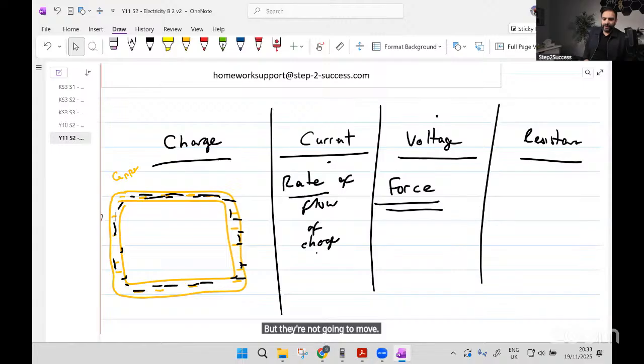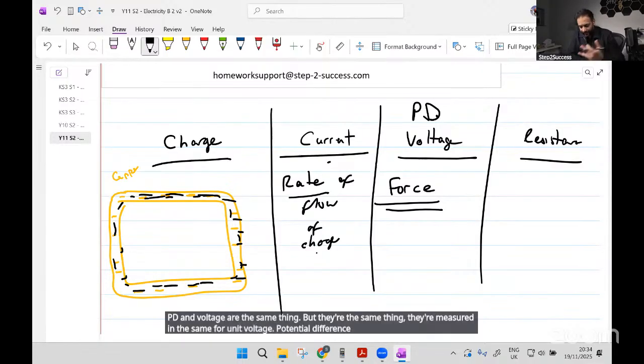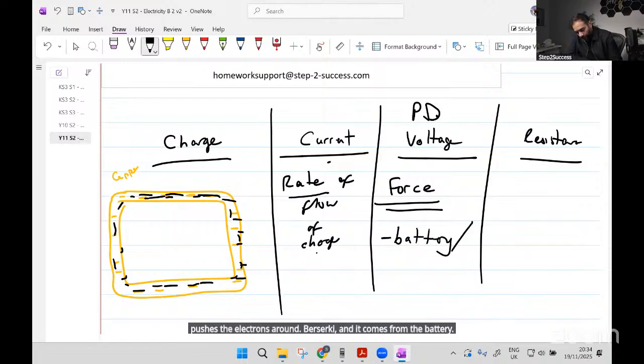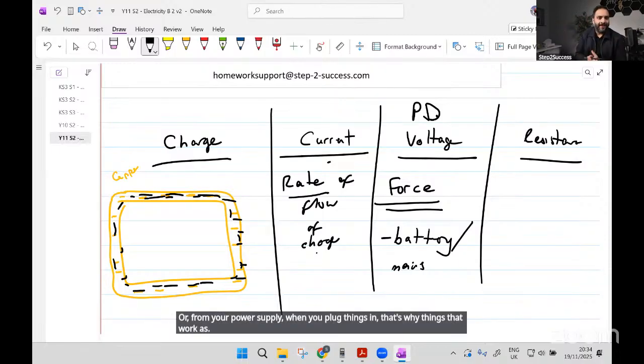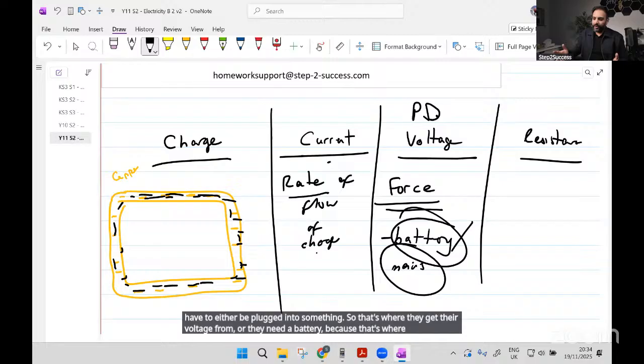PD is voltage, sorry. PD and voltage are the same thing. They're measured in the same unit. Potential difference is voltage. Okay. So it's the force that pushes the electrons around the circuit, and it comes from the battery or from your power supply when you plug things in. That's why your devices have to either be plugged into something, so that's where they get their voltage from, or they need a battery because that's where they get their voltage from. Without voltage, none of this makes any sense because the voltage is the thing that is going to move this stuff around the circuit.